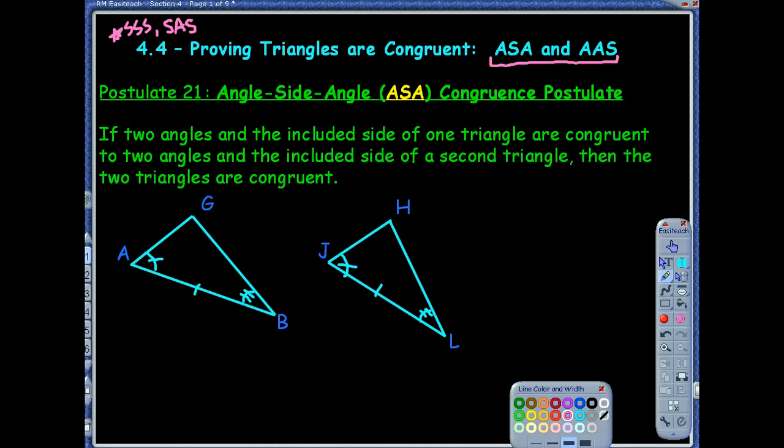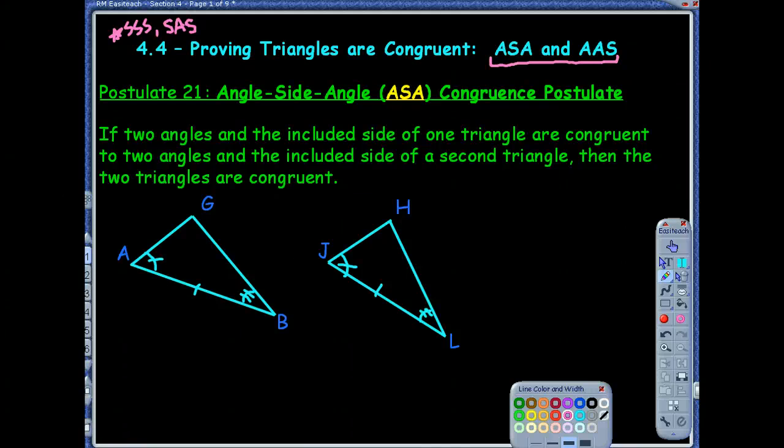So we have, by the title, ASA and AAS. Notice both of them have 2 A's and an S, which means they're both going to be dealing with, I'm guessing, angles and sides. Yeah. So is the first one angle side angle, and the next one angle angle side? You're exactly right. So let's talk about them.